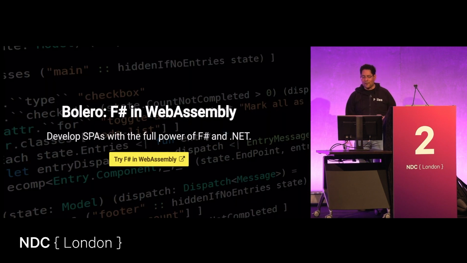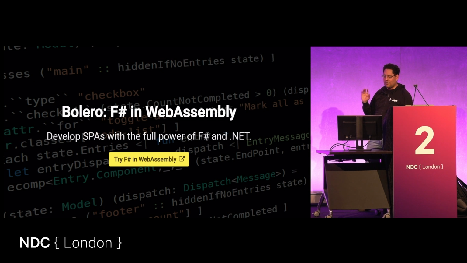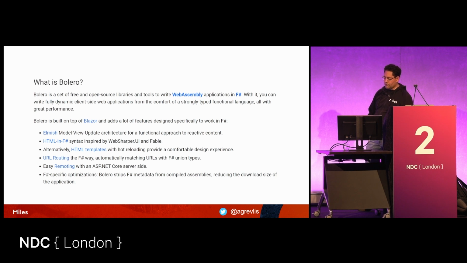But for those amongst us that are more interested in functional programming, maybe we'll have a look at Bolero, which is a way that you can use F# in WebAssembly. So then you can develop SPA applications with the full power of F# and .NET. I'm not going to say too much about this, but if you're a functional programmer or an F# developer, I can highly recommend you to have a look at this Bolero framework.